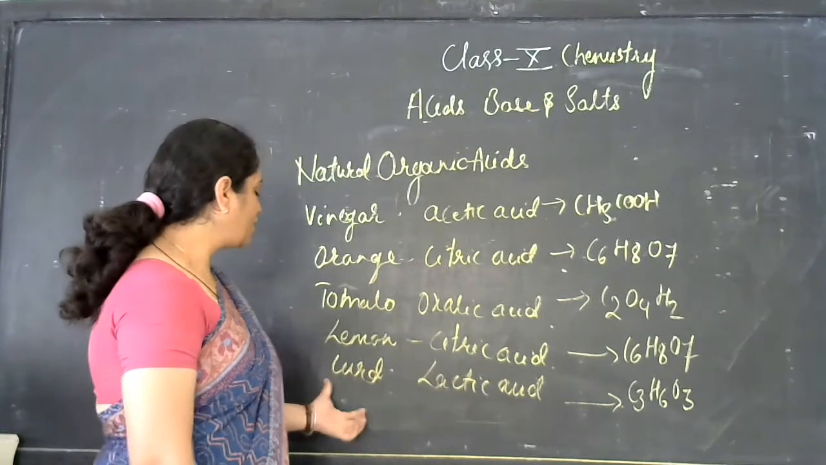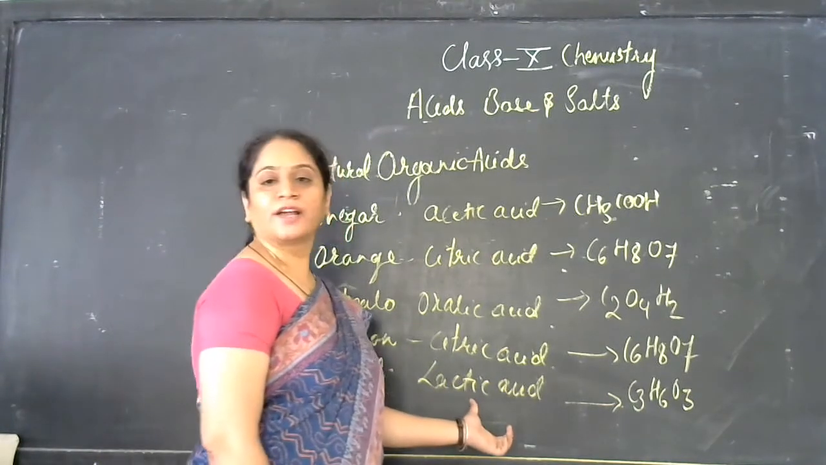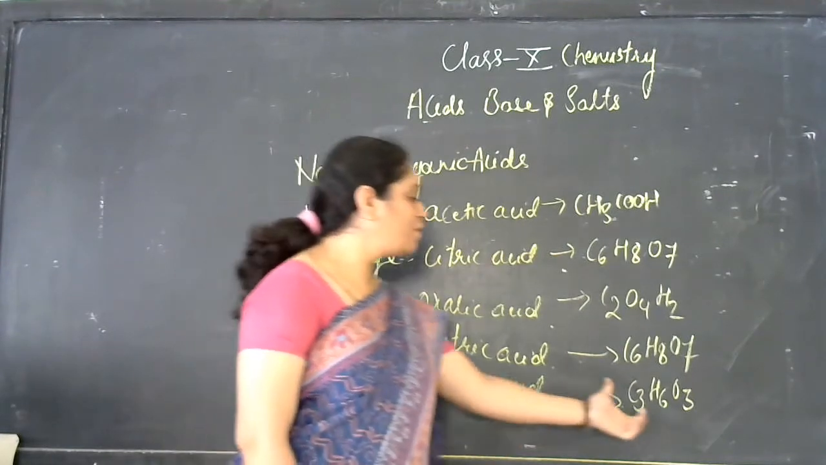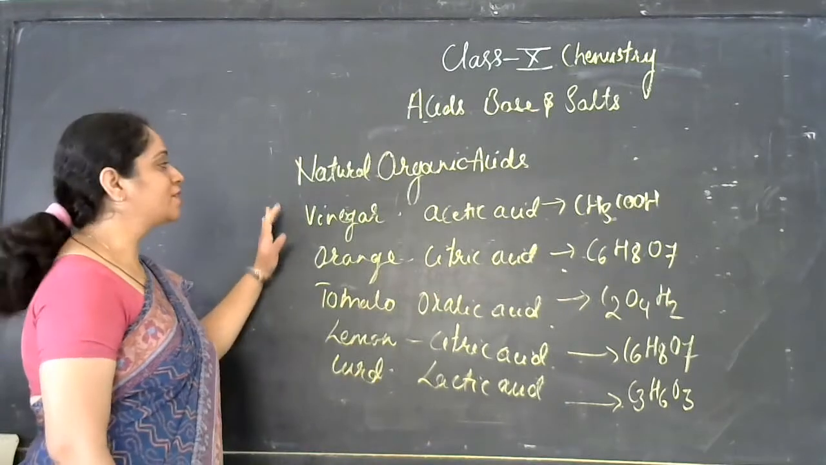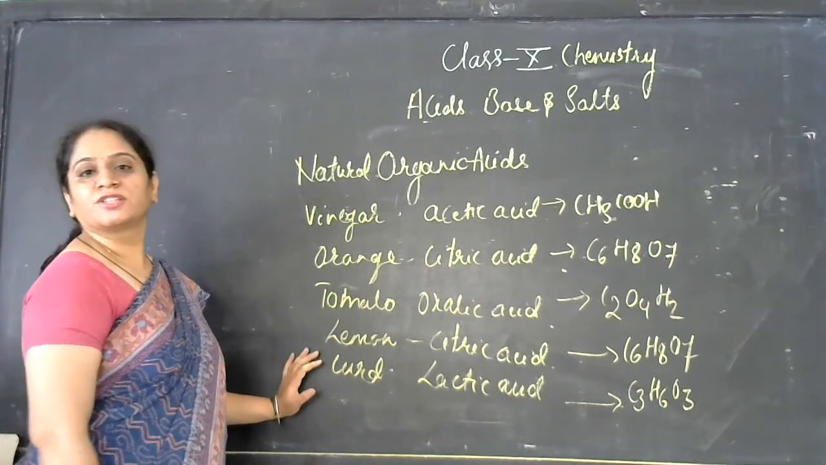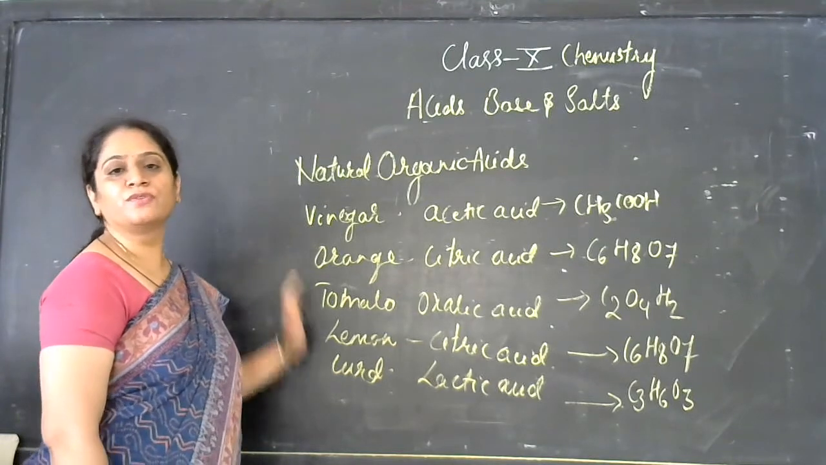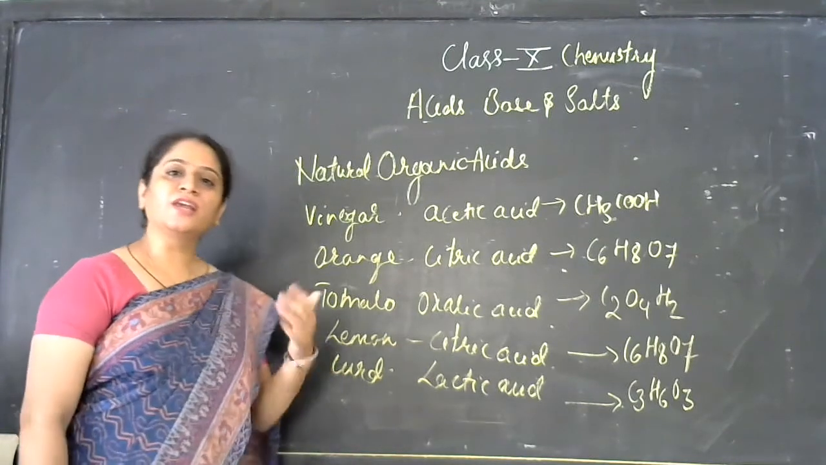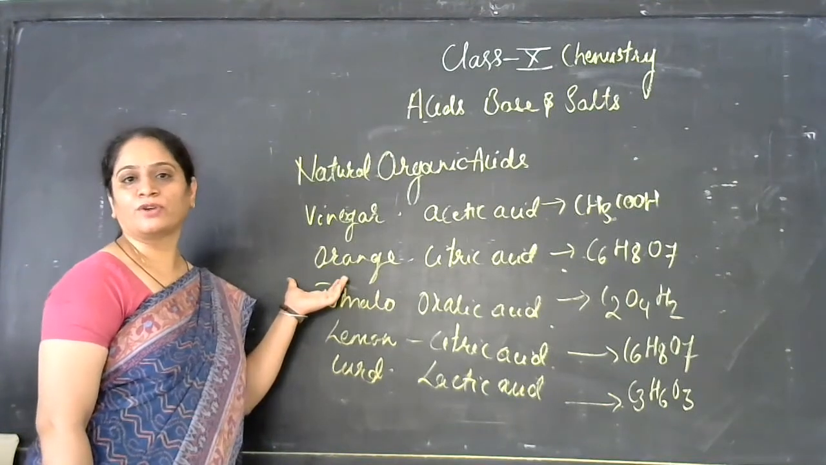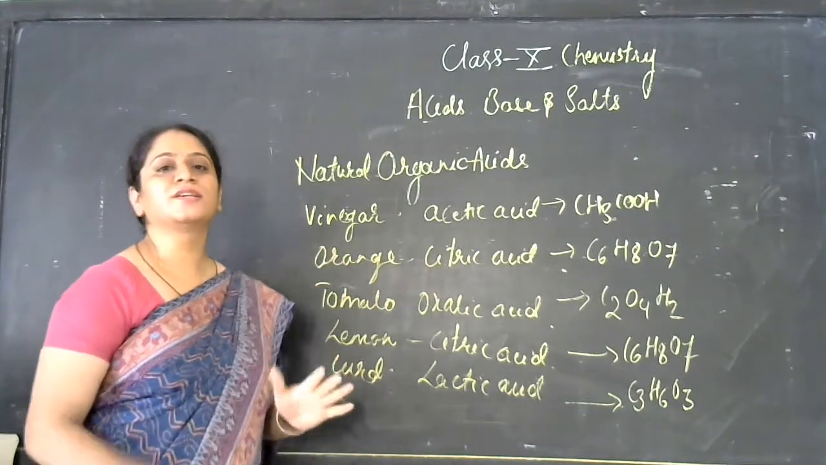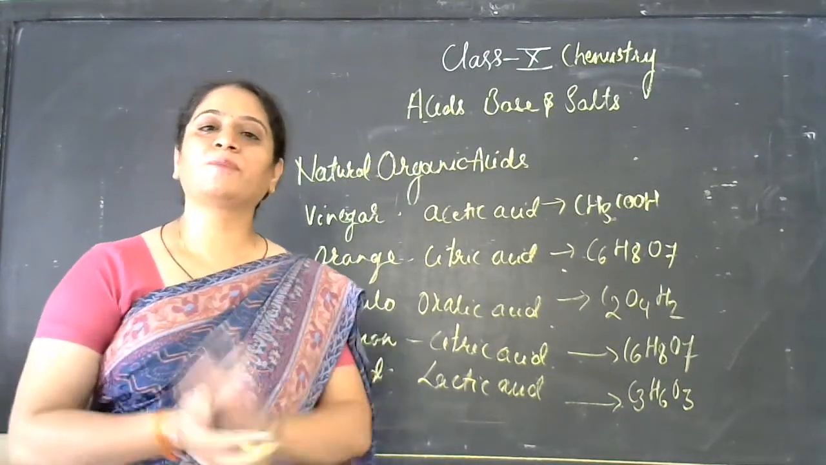Similarly, the curd which we use contains lactic acid, having the formula C3H6O3. These are generally natural organic acids contained in natural foods, which are useful for our body. If we take them in excess, they cause acidity in our body. To neutralize these acids, we require bases. And now we come to the topic of bases.